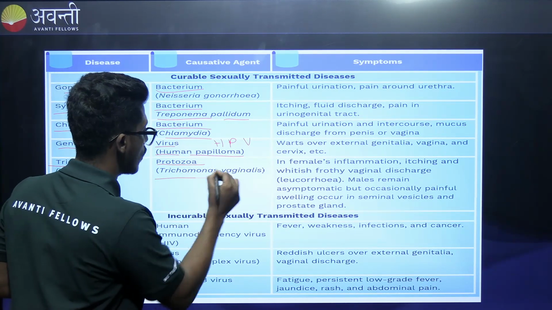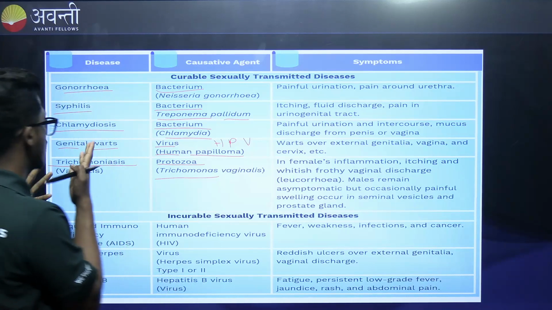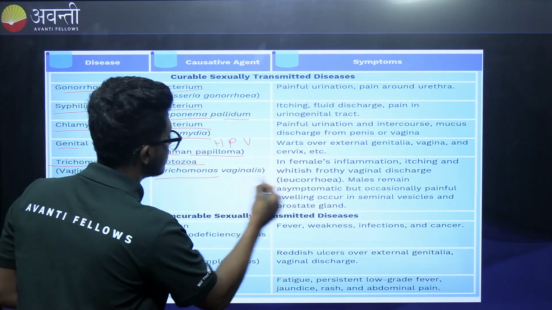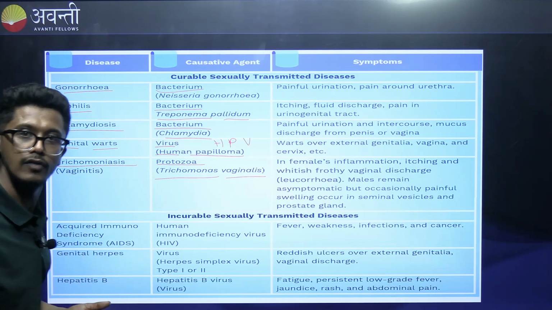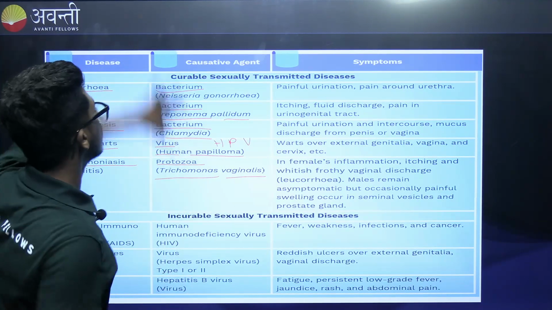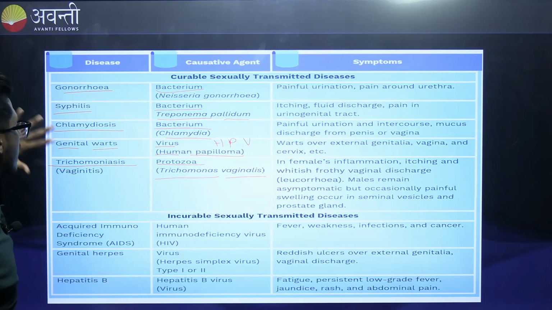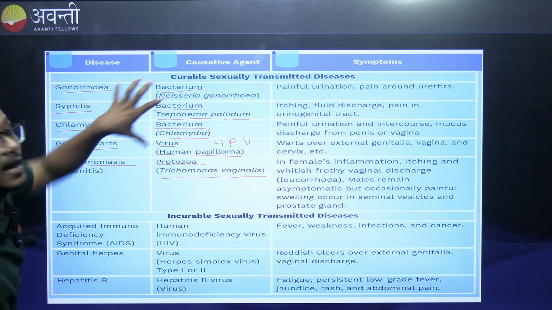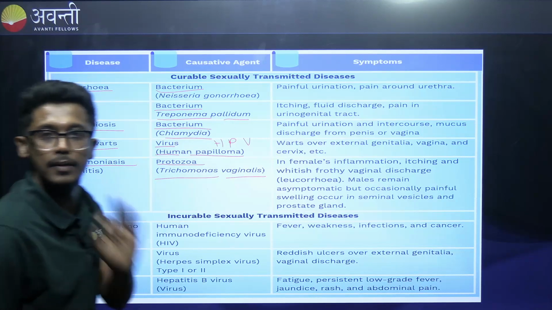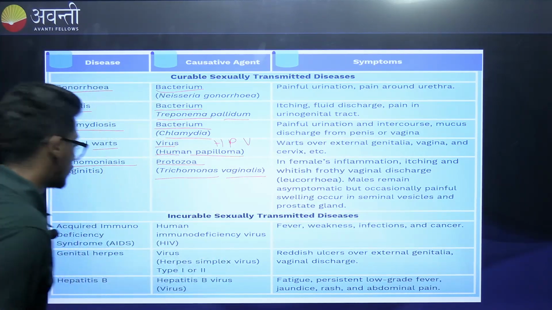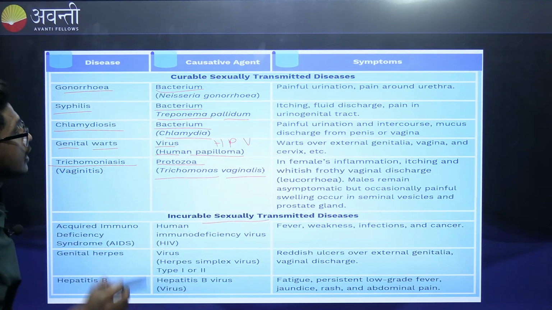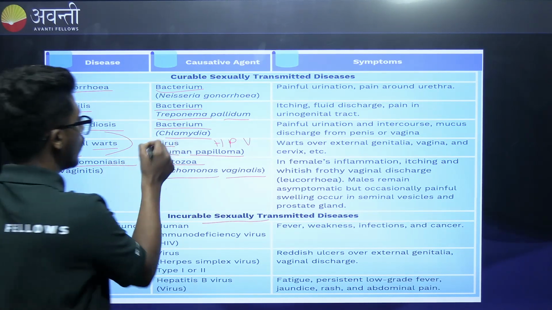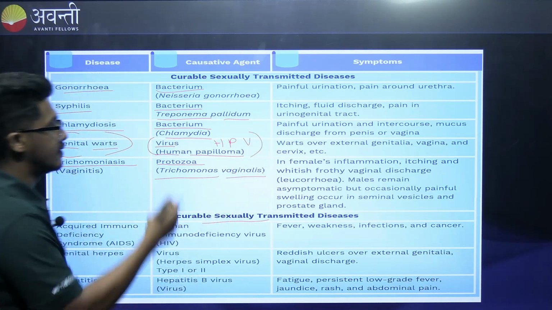Trichomonosis is caused by a protozoan called Trichomonas vaginalis, which is the causative agent. So all of these: gonorrhea, syphilis, chlamydiasis, genital warts, as well as trichomonosis, when they are diagnosed at a very early stage, they can be cured very successfully. Next one, you have incurable diseases. Here, one more thing, please observe that genital warts is the only viral disease given here.